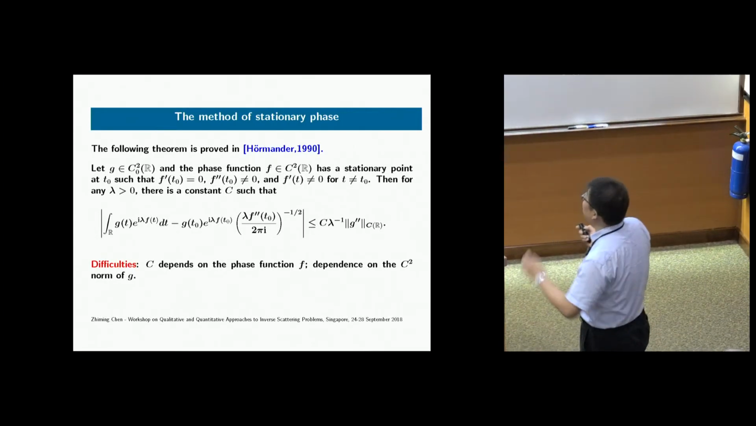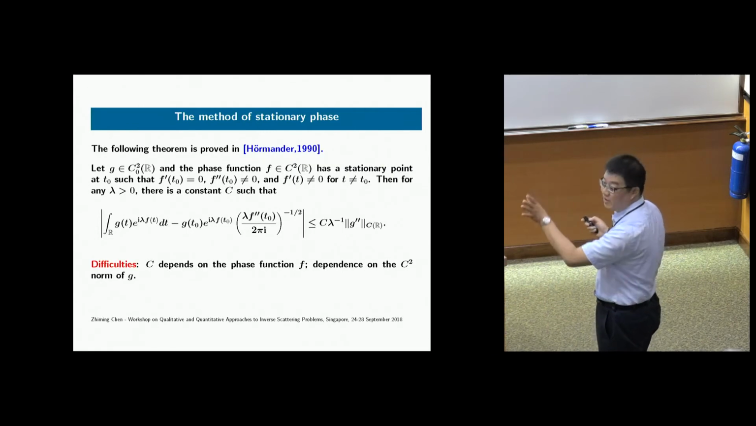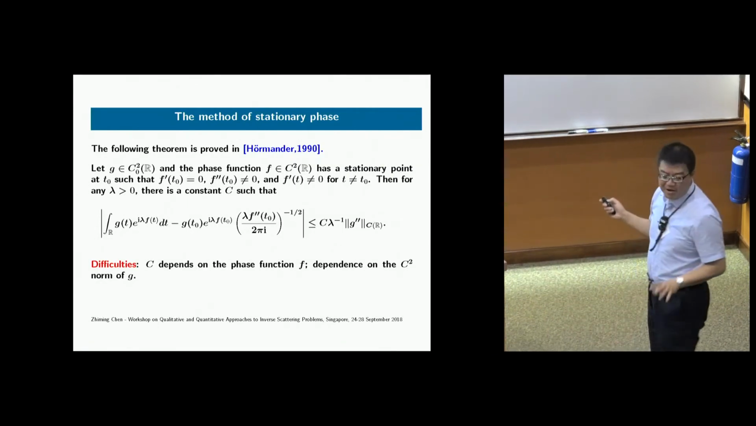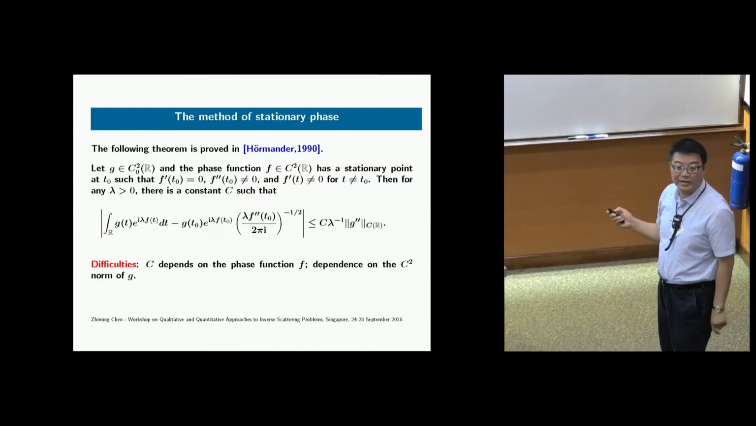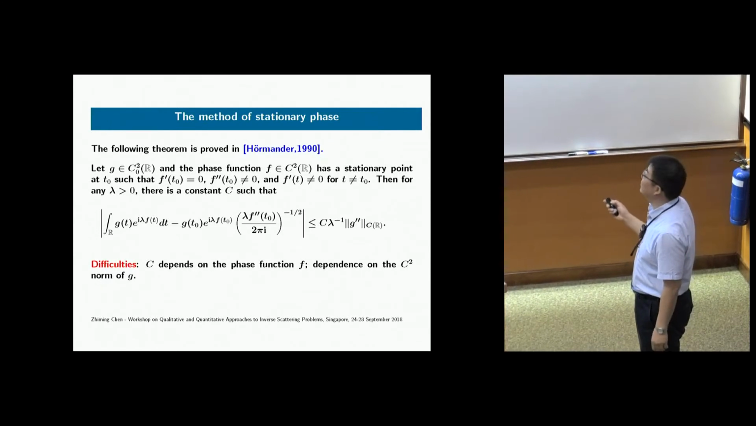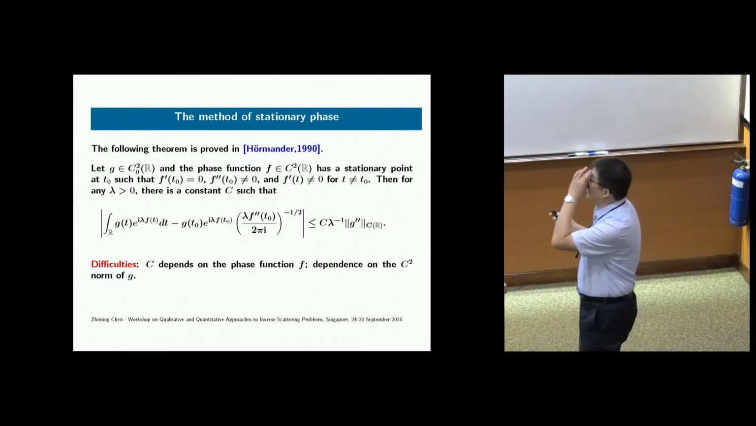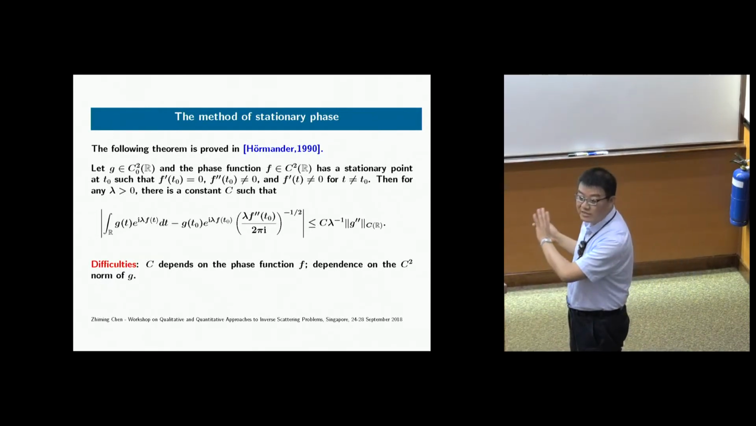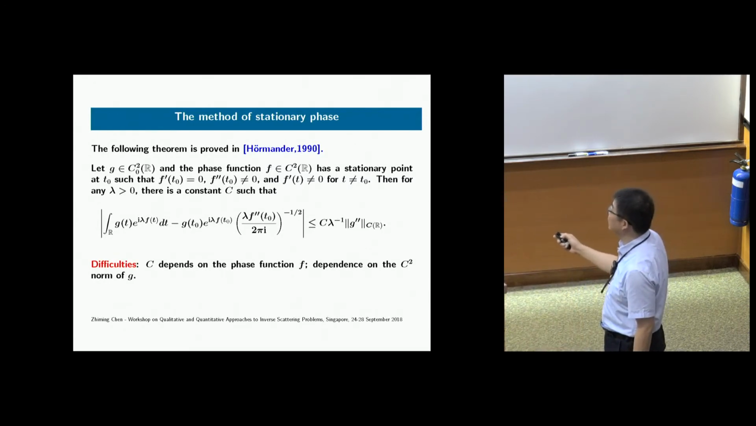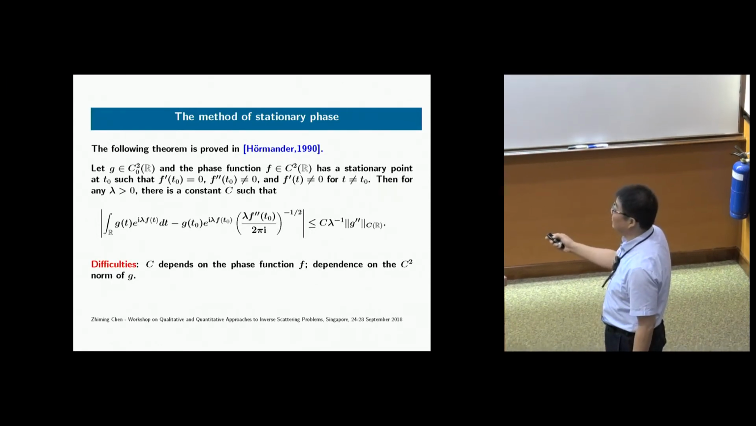This theorem has a lot of different versions, but not many mathematical theorems to write down. This is the one that I found in the book of Hörmander, and this is a theorem he proved. In the simplest situation, when everything is simple, this is what he proved. This is the main contribution. If you have a phase, you have an integral, it's an oscillatory integral.